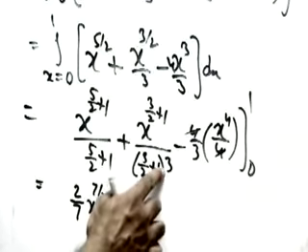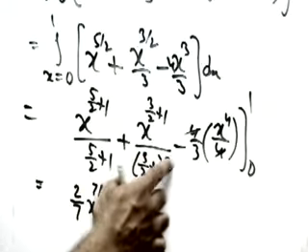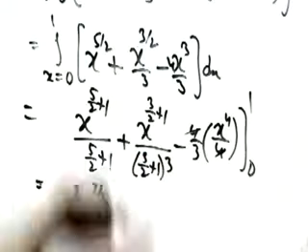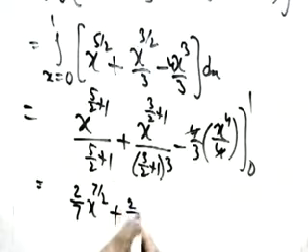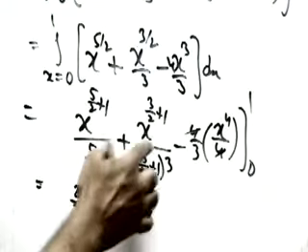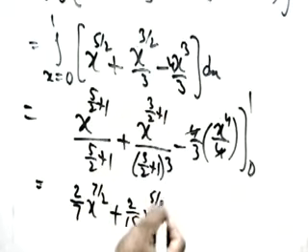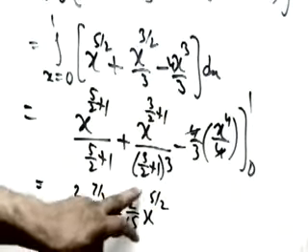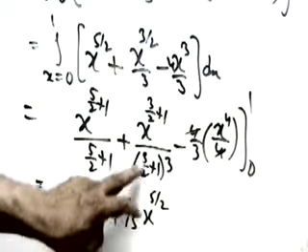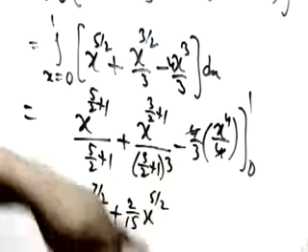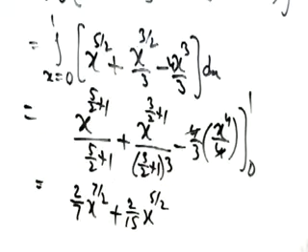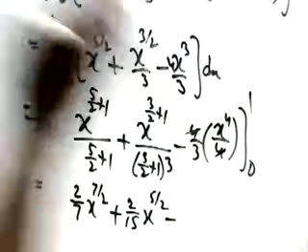In the same way, let me solve this one. If you take the LCM, 2 ones are 2, 2 plus 3 is 5, 5 threes are 15, so 15 by 2. If you bring it into the numerator, it will be 2 by 15 x power 5 by 2, minus.